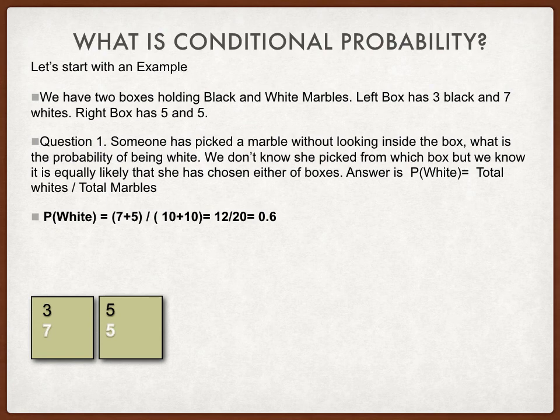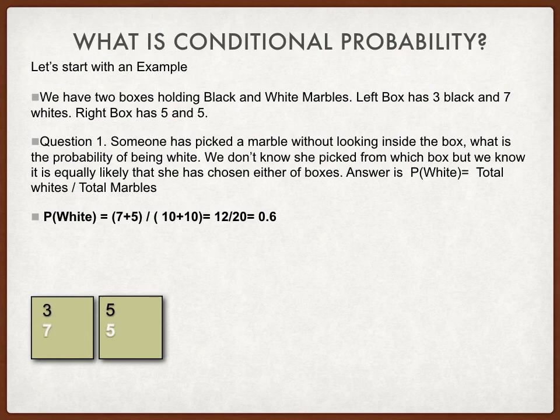There is no conditional probability in this example, but it makes a basis for our next example that will have a conditional probability. Okay, in this problem, we have two boxes. We call them left box and right box. In the left, we have 3 black marbles and 7 white marbles. On the right, we have 5 black marbles and 5 white marbles.